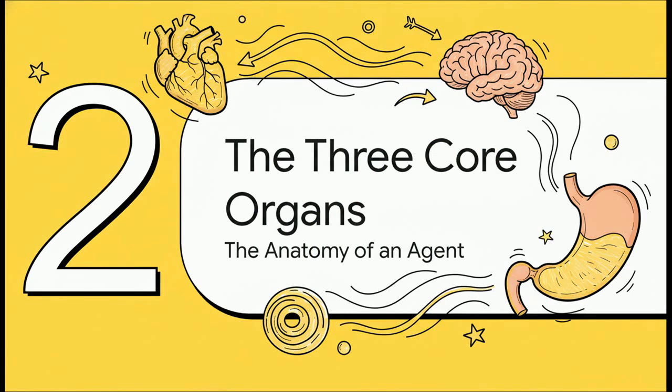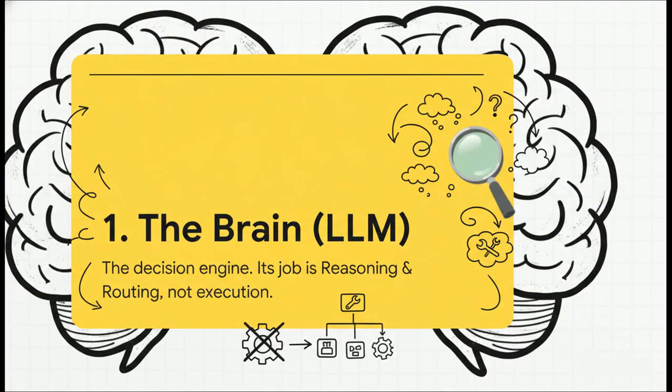So let's take a look at the anatomy of an agent. It can pretty much be broken down into 3 core organs that all have to work together. First, you've got the brain. This is the LLM. Its only job is to think. It reasons about a problem and it decides which tool it needs to use next. It's a pure decision engine. But, and this is so important, it does not execute anything. It can't click buttons, it can't call APIs, all it can do is plan.